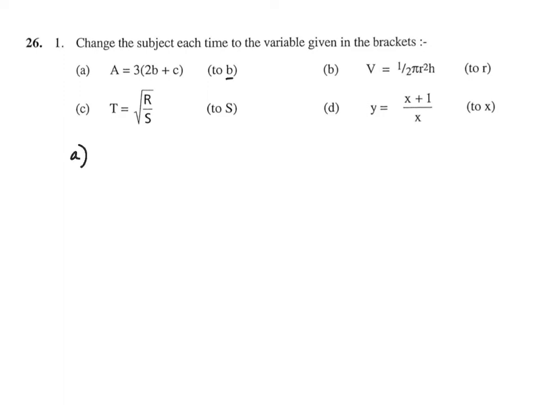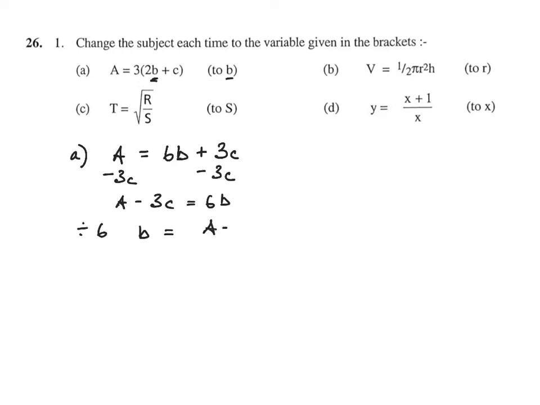The desired subject is inside the bracket, so the first thing we'll do is expand the bracket. That's 3 times 2 is 6b plus 3c. Subtract 3c from both sides. And the last thing we do is divide by 6. Now what I'm going to do is to move the b over to this side here. So b then is a minus 3c over 6.